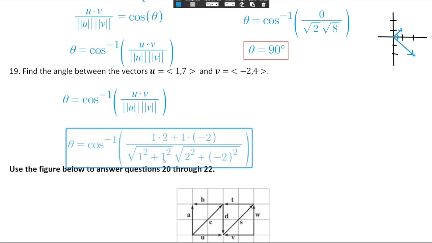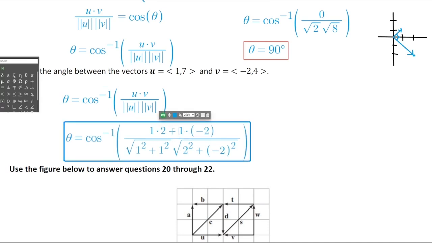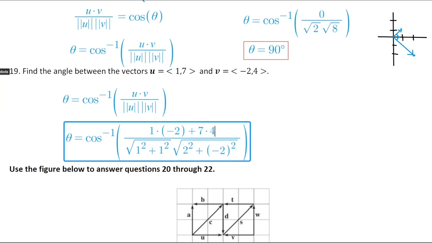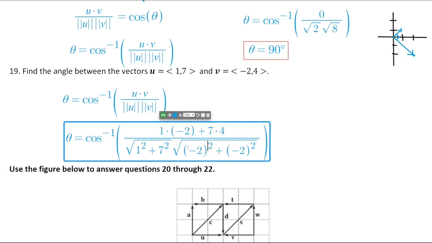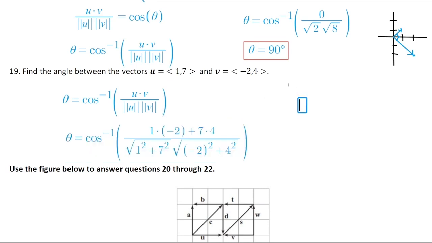And so we need to compute the dot product of u and v, which is going to be 1 times negative 2 plus 7 times 4, divided by the magnitude of u, which will be the square root of 1 squared plus 7 squared, times the magnitude of v, which will be the square root of negative 2 squared plus 4 squared. So let's go ahead and simplify all this.